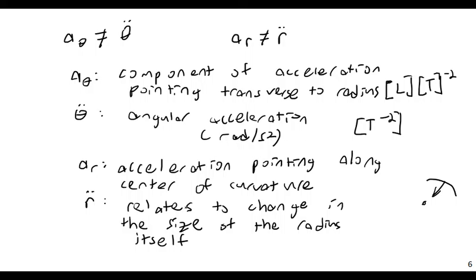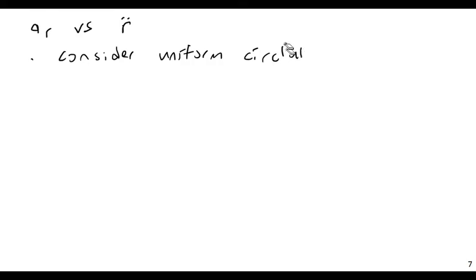Okay, so let me give you an example here. What is the difference between AR and R double dot? Let's take a look at this. So AR versus R double dot. The best example I can think of to illustrate the difference is uniform circular motion. Consider uniform circular motion.